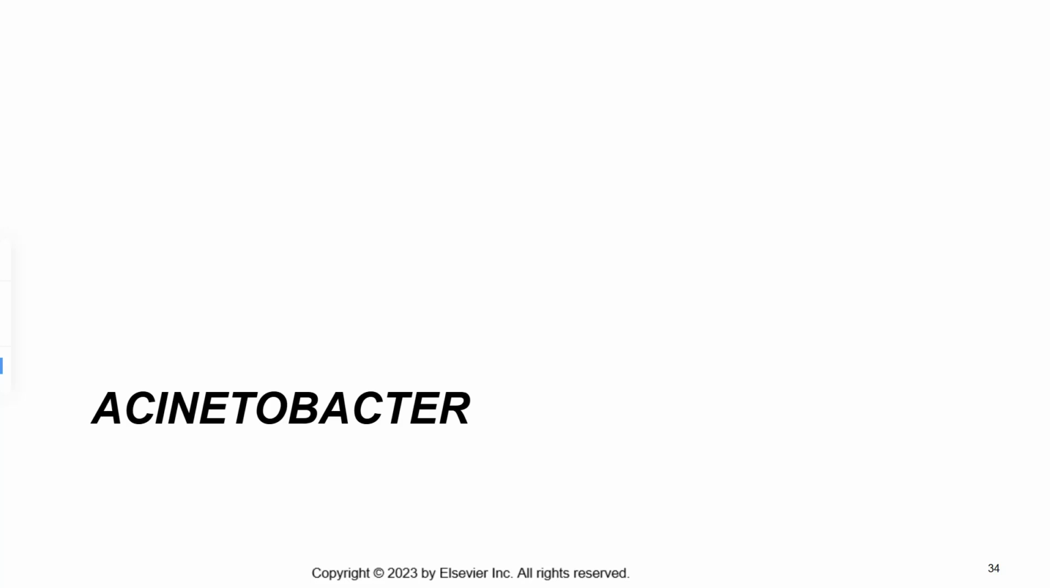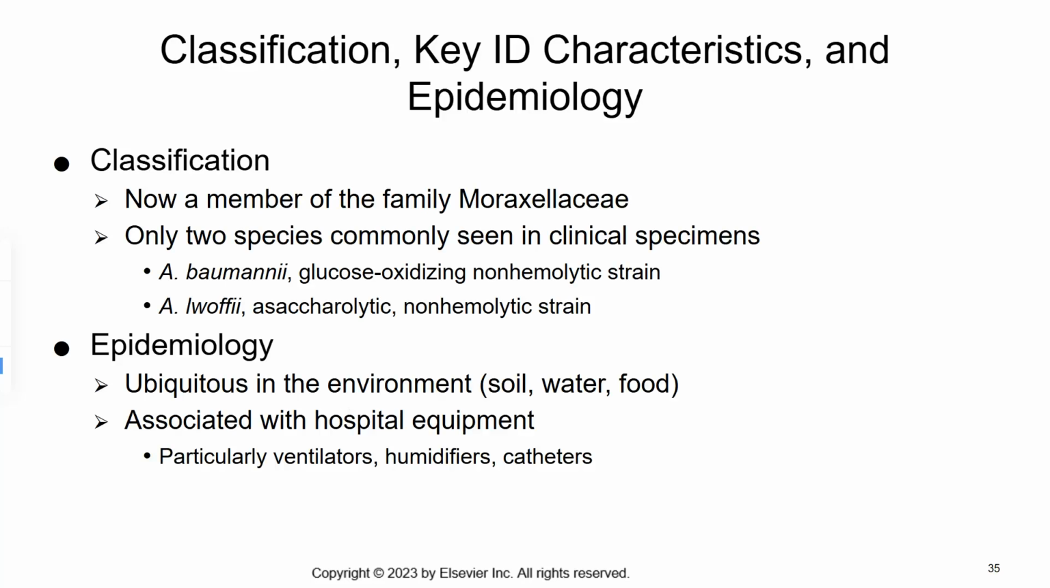Moving on to Acinetobacter. It's now a member of the family Moraxellaceae. So we already talked about Moraxella back when we talked about Neisseria, but only two species are commonly seen in clinical specimens, A. baumannii and A. lwoffii.